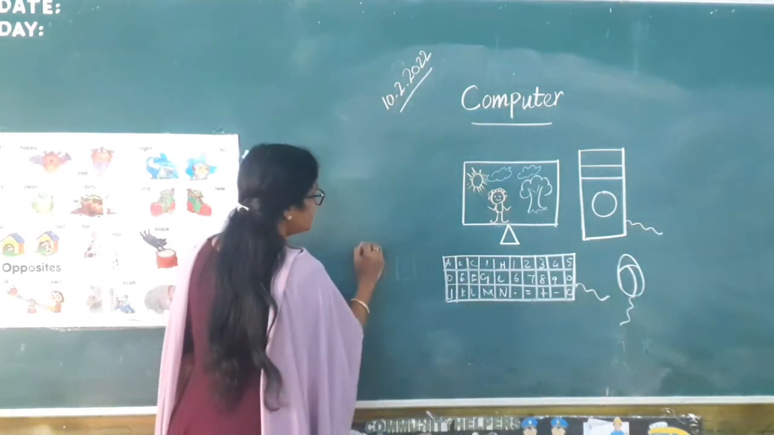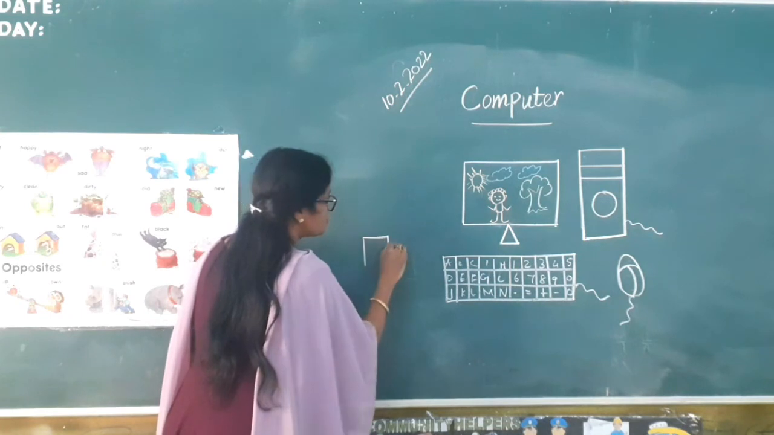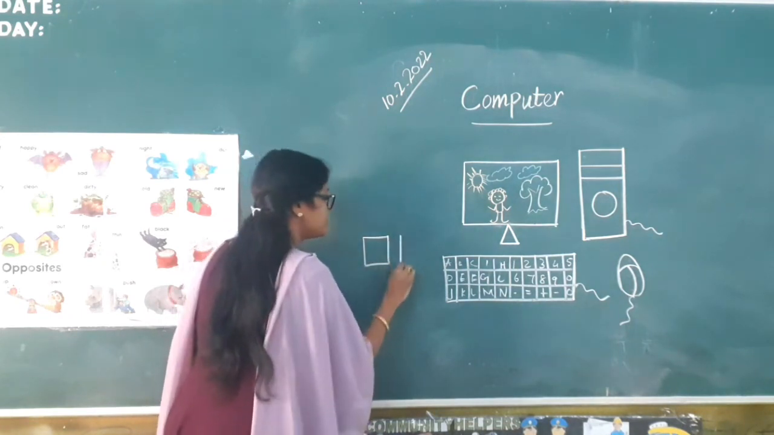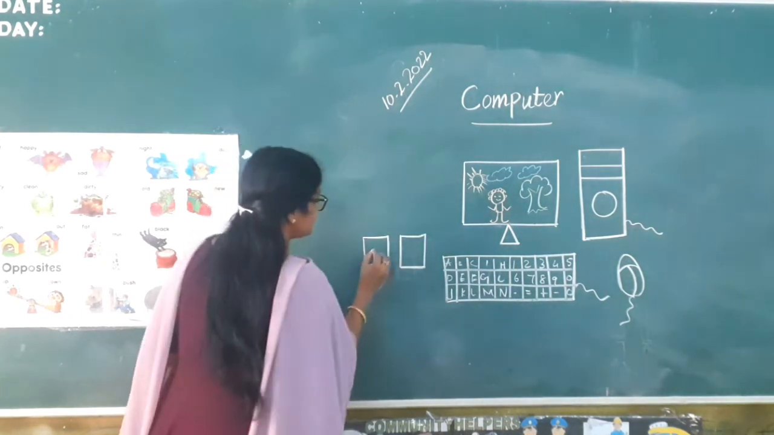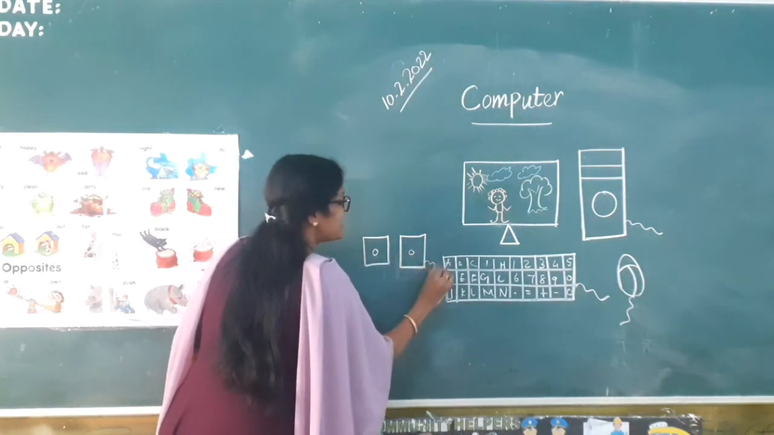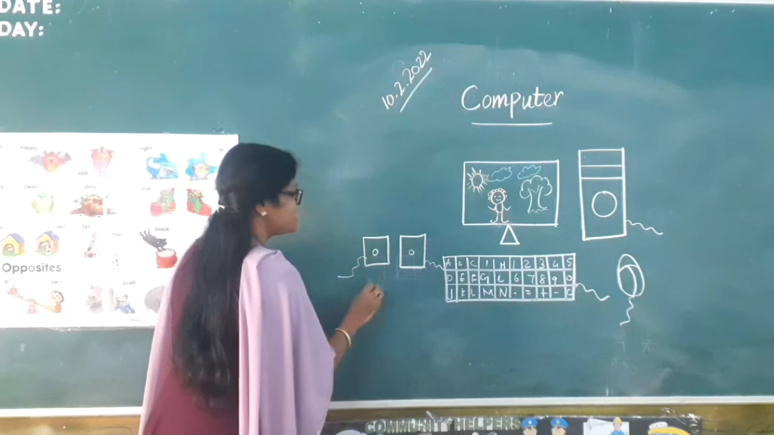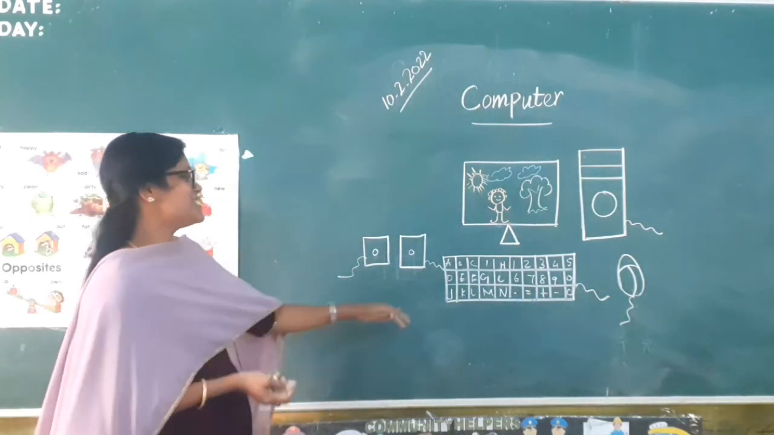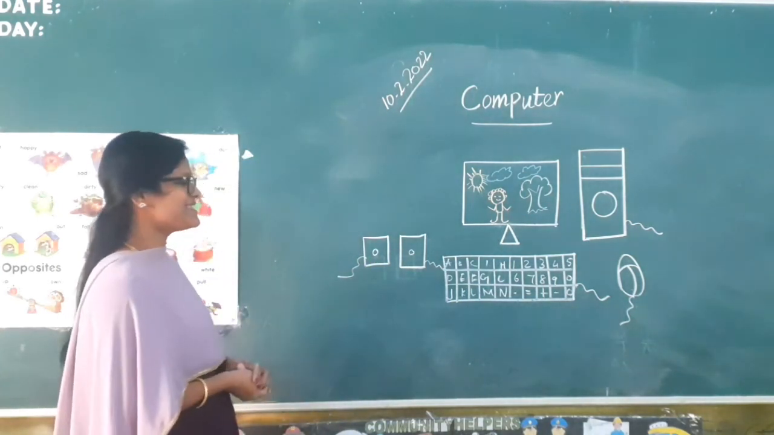Next, let's draw the speakers. Two small squares. Draw two small squares. Then in the middle, a small circle. That's it. And the wires. Speakers. That's it, children.